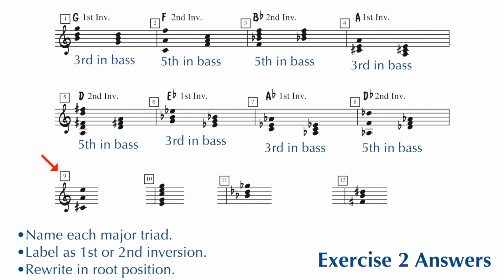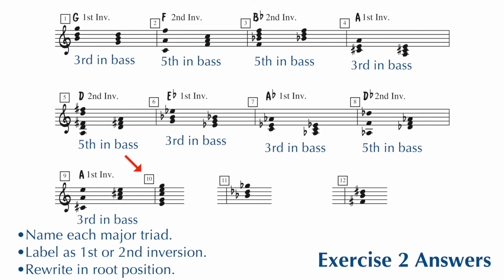Number 9 is an open-voiced chord. I don't have to move too many notes around. As a matter of fact, I just need to move that low C sharp up between the A and the E. So now I have an A, C sharp, E, all stacked in thirds. This is an A major chord, originally in first inversion because the third of the chord, the C sharp, is the lowest sounding note of the chord.